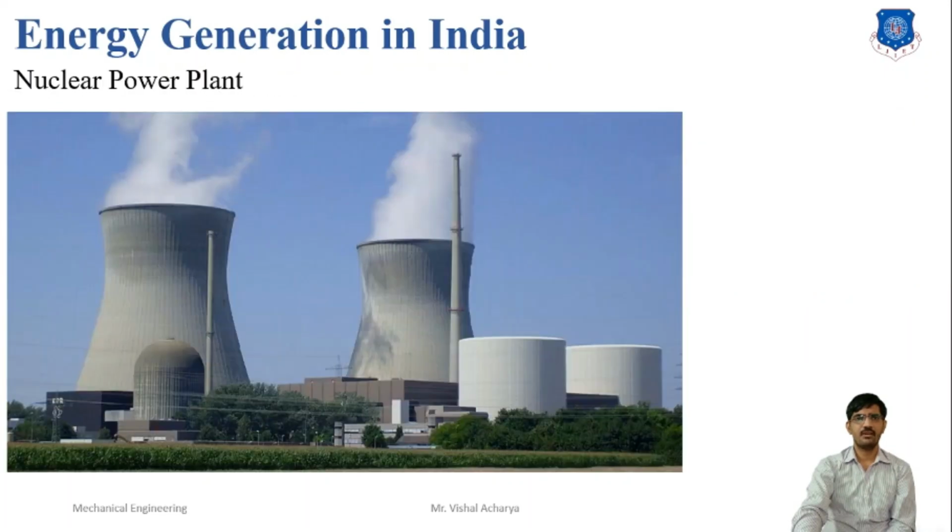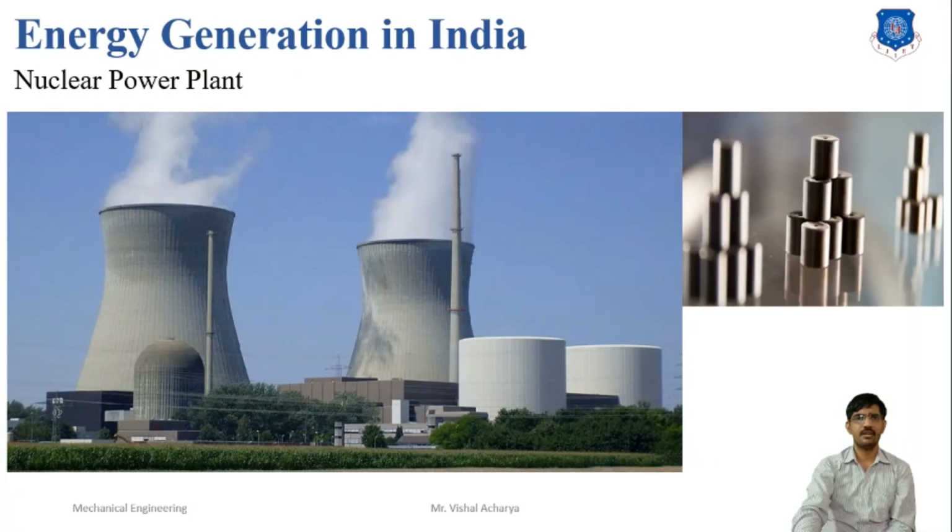Our next power plant is the nuclear power plant. In a nuclear power plant, we require uranium and thorium as the source. The total electricity production of nuclear power plants is 6.78 gigawatts, which contributes 2 percent of total electric generation.